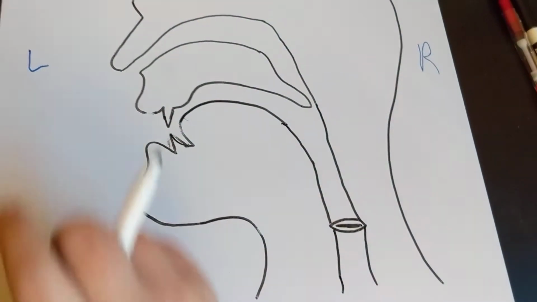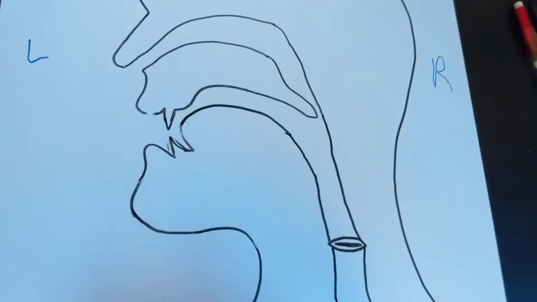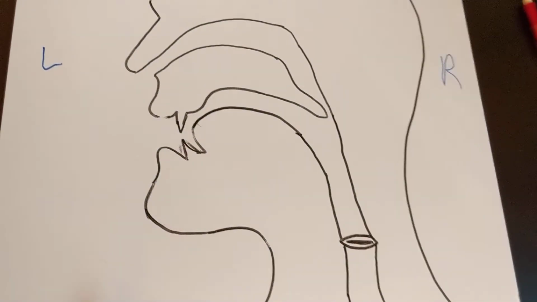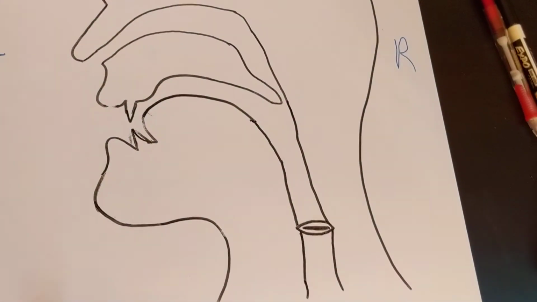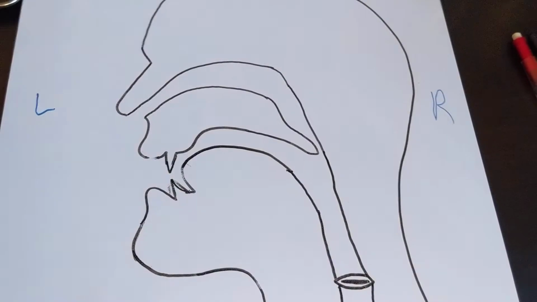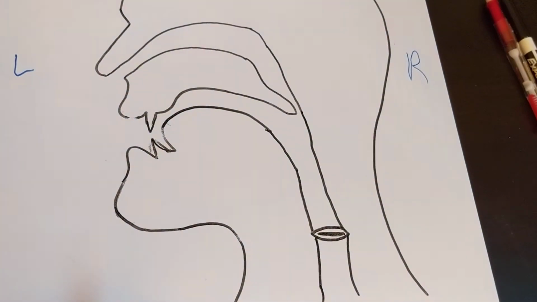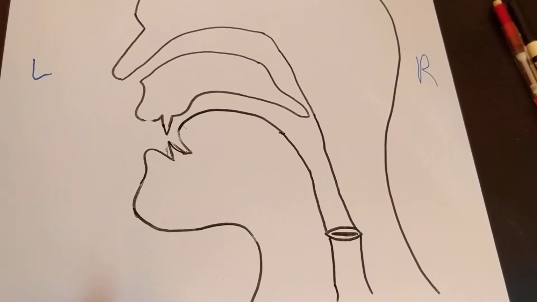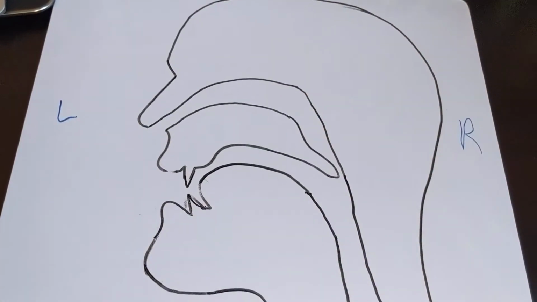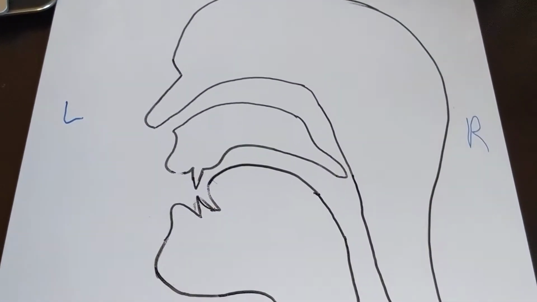Okay, the next category is dental. Now this would lead you to expect that it only involves teeth. This is actually impossible because you can't make sounds with just your teeth, or at least not one where it's clear that your teeth are involved. That's not enough of a constriction.